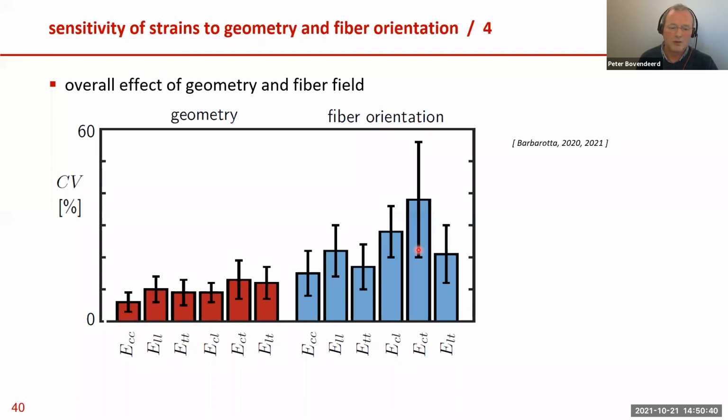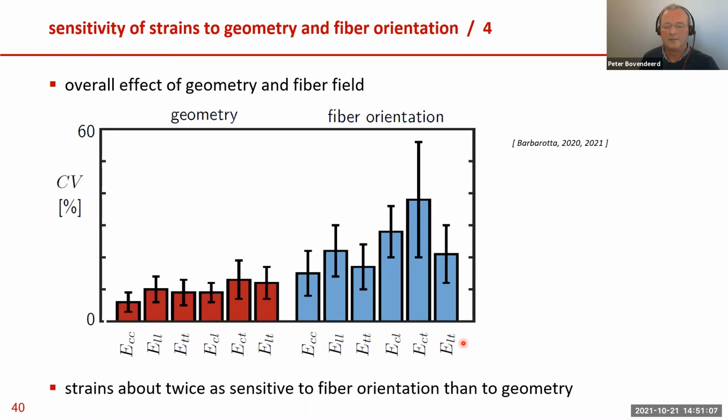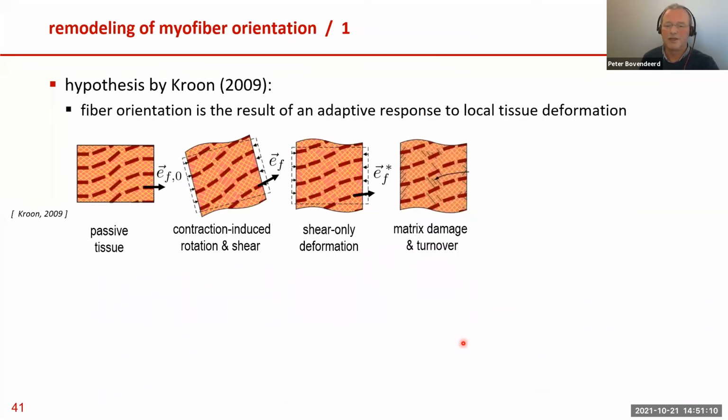And from this, it was concluded that if you want to come up with realistic patient-specific models of cardiac mechanics, you have to pay great attention to accurately modeling the fiber field. Now that's easier said than done, because we saw that measurements show a lot of variation in fiber field, because it's so difficult to accurately measure fiber orientation even in dead hearts, let alone in living hearts of patients.